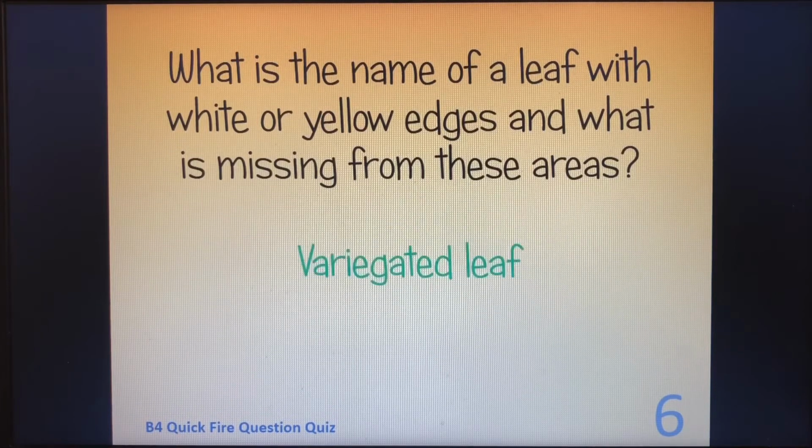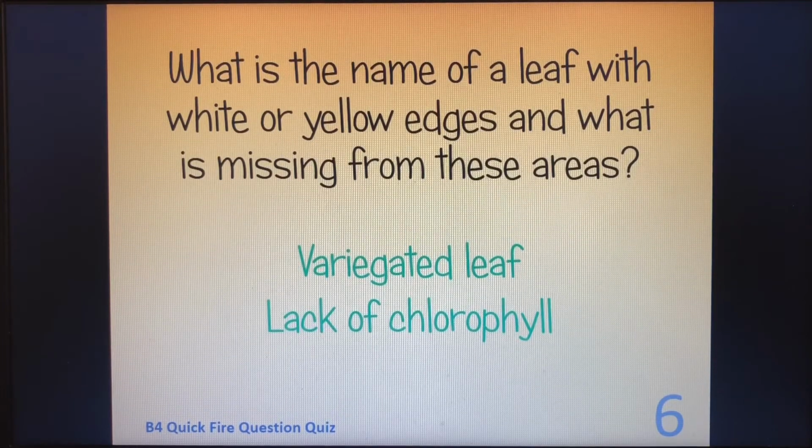And the answer is, it's a variegated leaf. Okay, so where there's green patches and then there's patches that are white or yellow, we call it a variegated leaf. And what's missing from those areas is chlorophyll. So it's a variegated leaf and it's lacking chlorophyll.